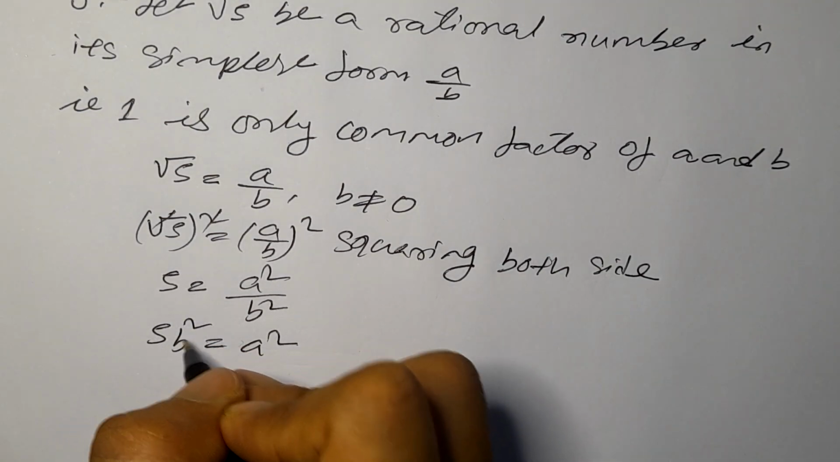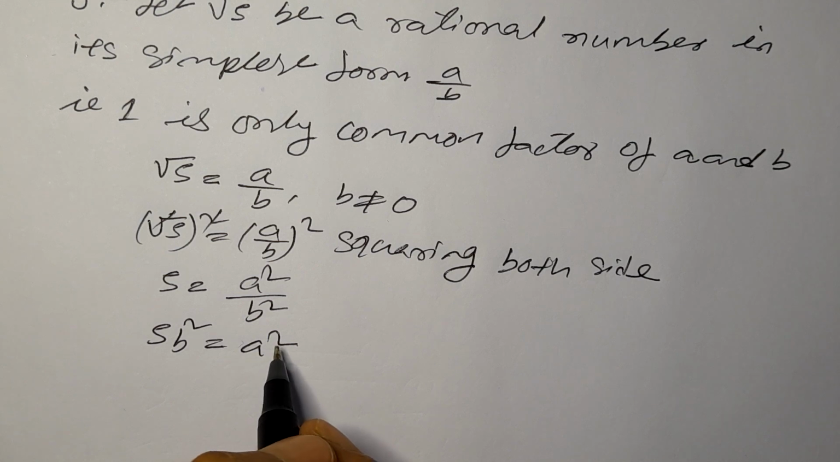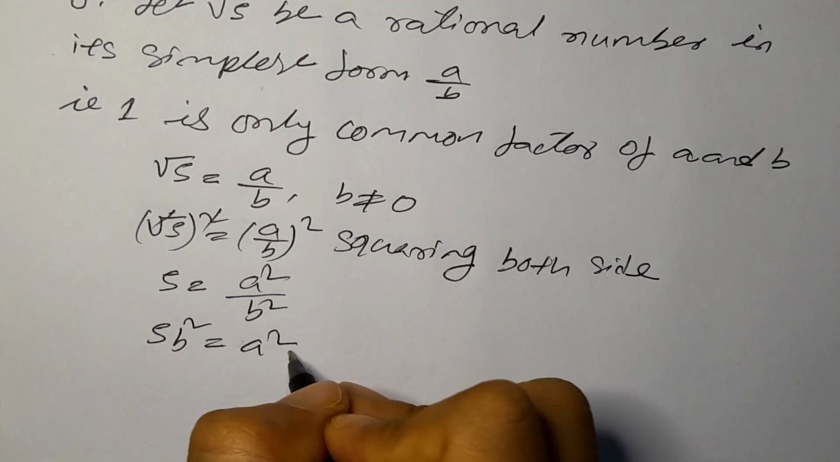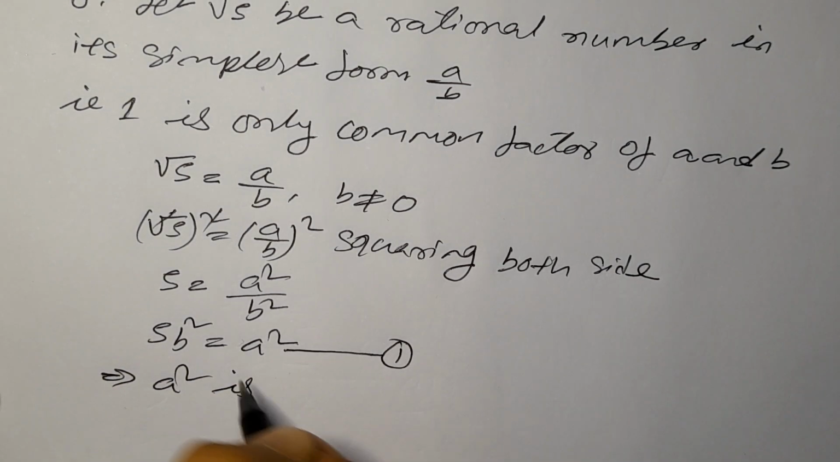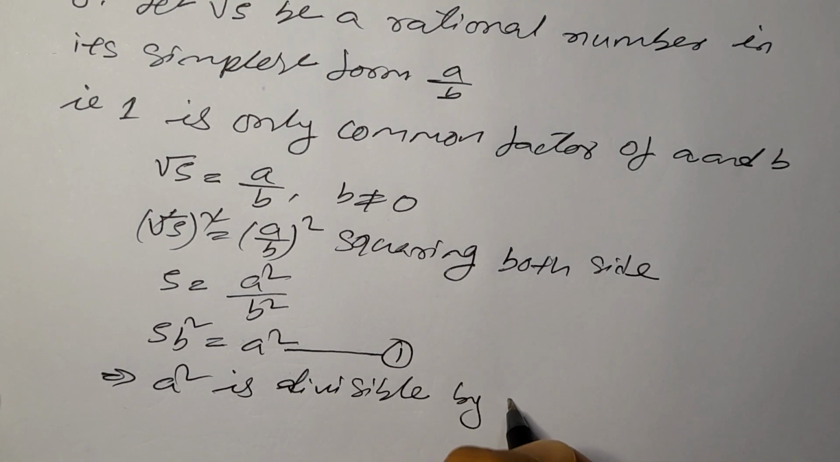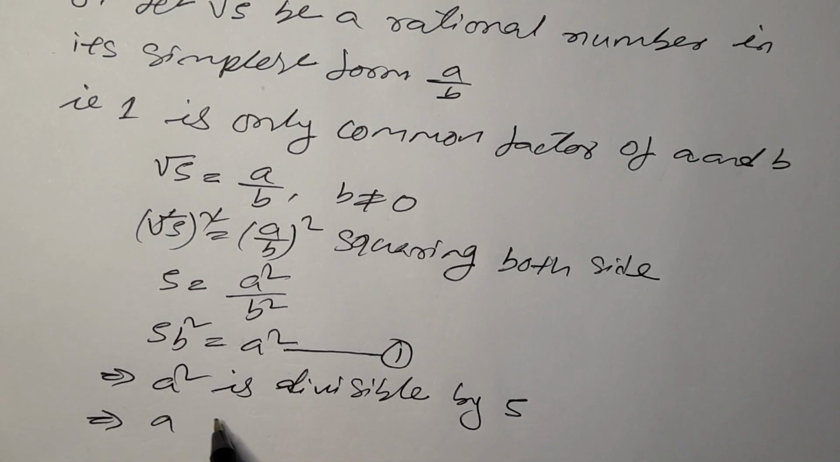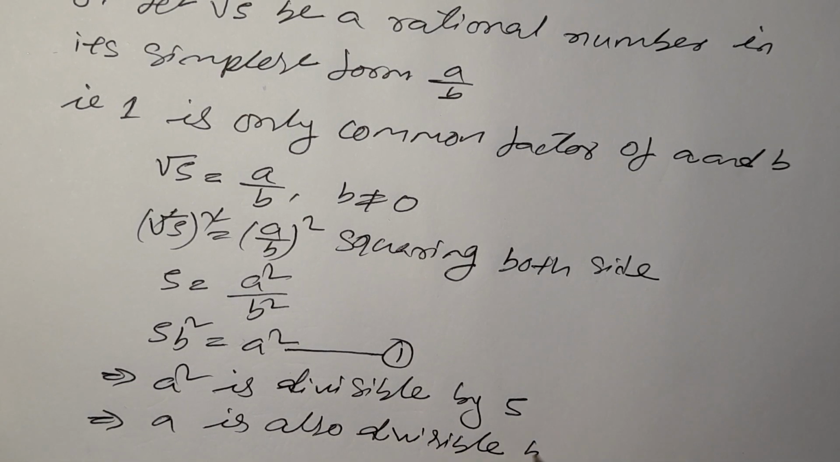Since this is divisible by 5, therefore this will be divisible by 5, because there is the 5, so this and this are equal, therefore if this side is divisible by 5, so this will be divisible by 5. So this will be our equation 1. It implies a square is divisible by 5. Since a square is divisible by 5, therefore a is also divisible by 5.